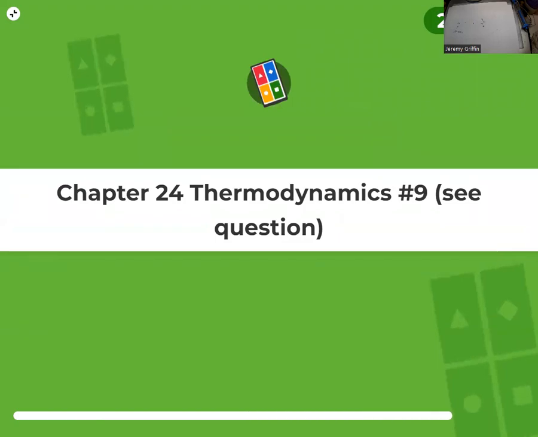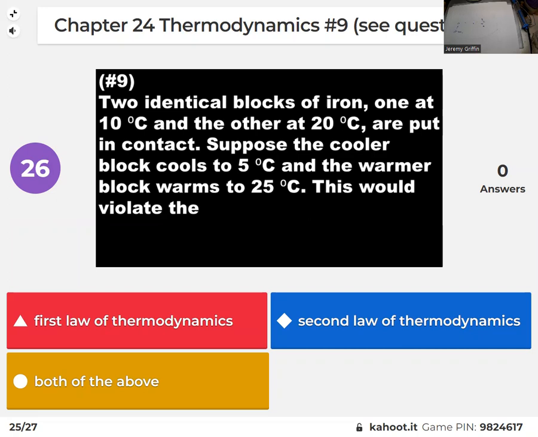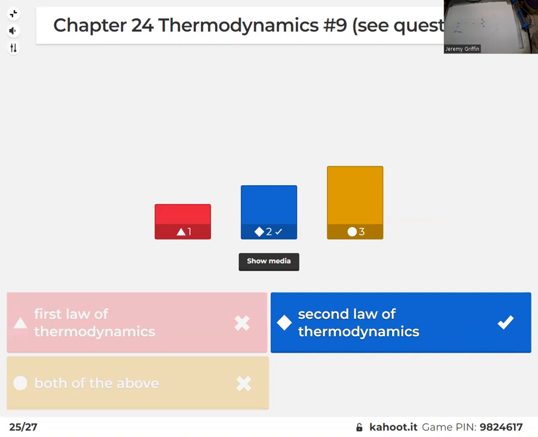Next question. Two identical blocks of iron, one at 10 degrees Celsius, the other at 20 degrees Celsius, put into contact. Let's say the colder one cools down even more to 5 degrees and the warm one warms up even more to 25 degrees. Now, that's never going to happen because that would be a violation of what? Ooh, got two winners. So actually, in terms of the first law of thermodynamics, that conservation of energy, it checks out, and actually everything's perfectly fine. They said identical blocks, let's say the same mass, the same material. If one loses 5 degrees Celsius and the other picks up 5 degrees Celsius, right, equal temperature changes, then in terms of the quantity of energy going around, everything's conserved and it's perfectly fine.